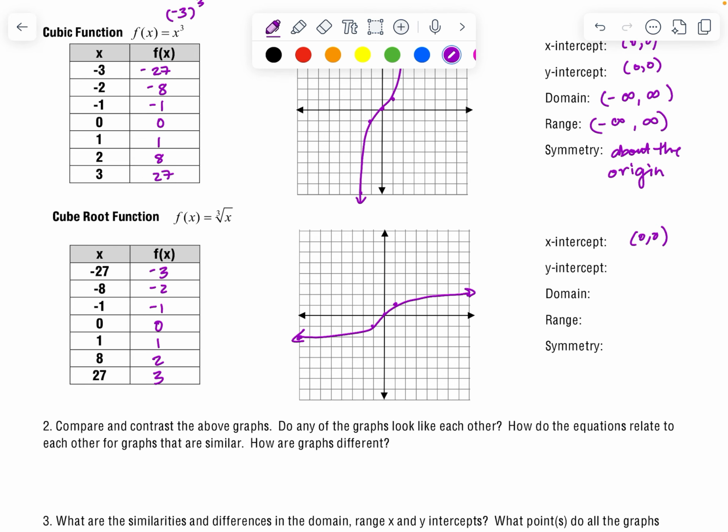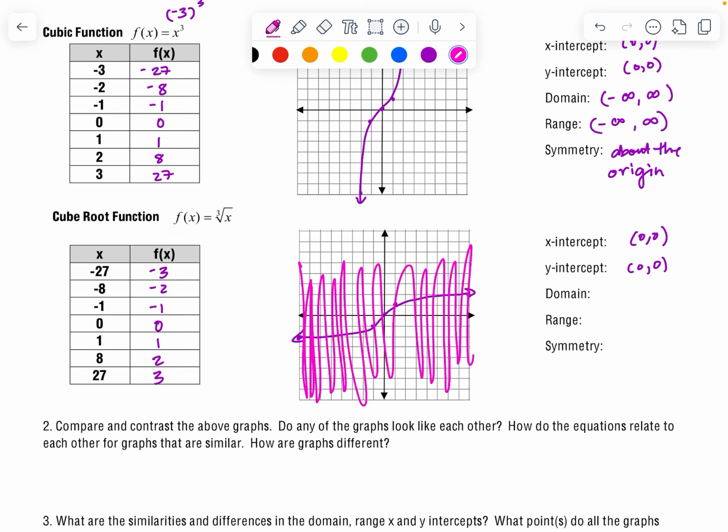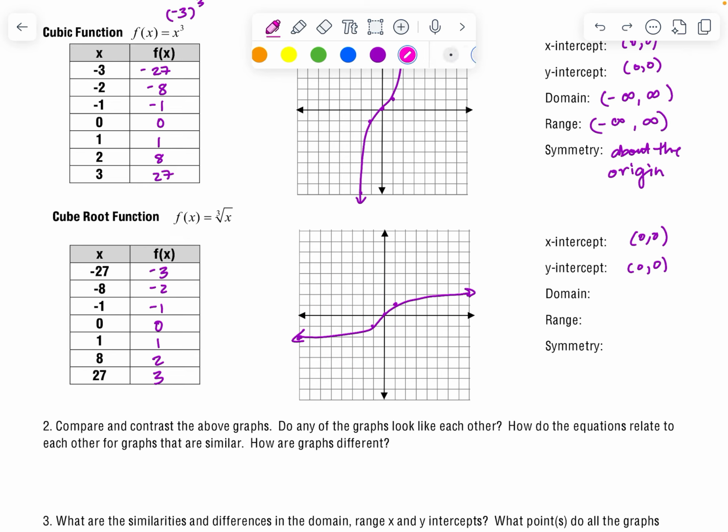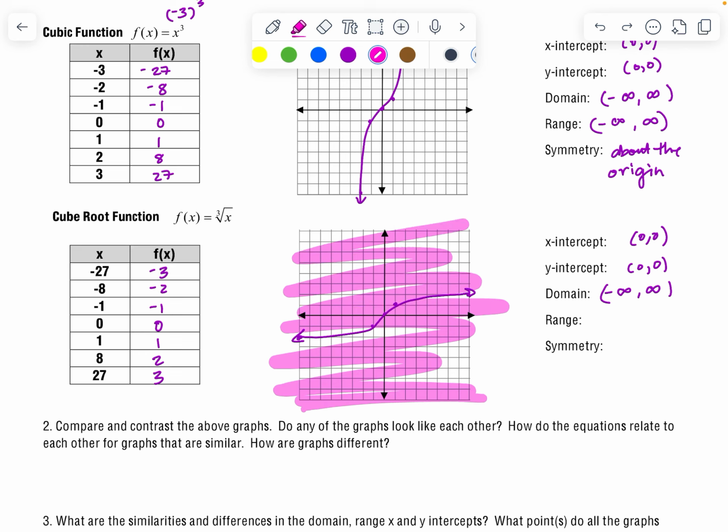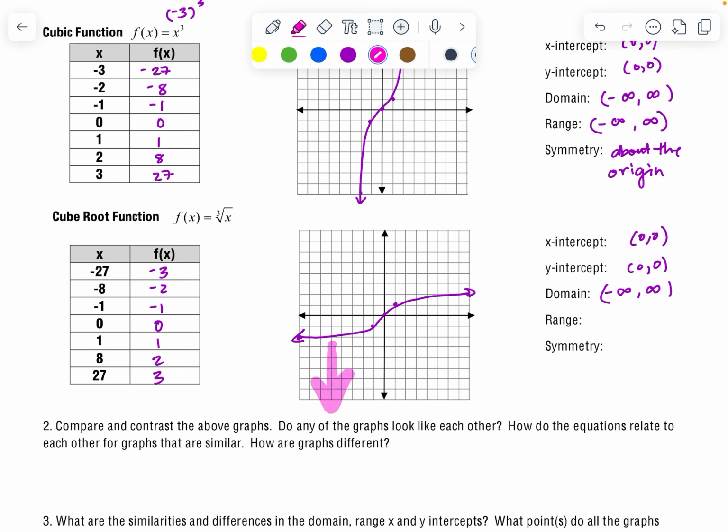X-intercept, (0, 0). Y-intercept, (0, 0). Domain, all the x values work. Scanning from left to right, all the x values have an output. So this goes from negative infinity to infinity. Our range, even though it looks like it's flattening out, eventually it does go lower and higher. So eventually, you can have cube roots that do go as low as it can. So it goes to negative infinity. Negative infinity to infinity. And then there is symmetry about the y-axis as well.